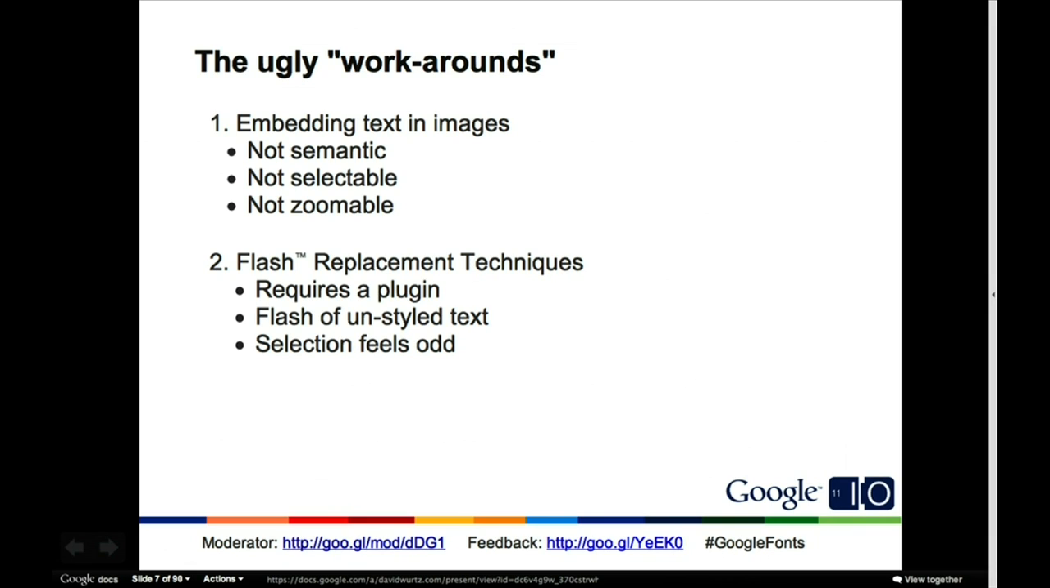And there's another way to do it. You can use what's called a flash replacement technique, which basically renders an Adobe Flash object on top of the object for your text. And that Adobe Flash object contains your font file, but it requires a plugin. And there's a slight flash of unstyled text before the Adobe Flash loads on top of the unstyled text. And the selection field's a bit odd. You can tell it's not HTML. So it's obvious the web needed a better way to use and select fonts.